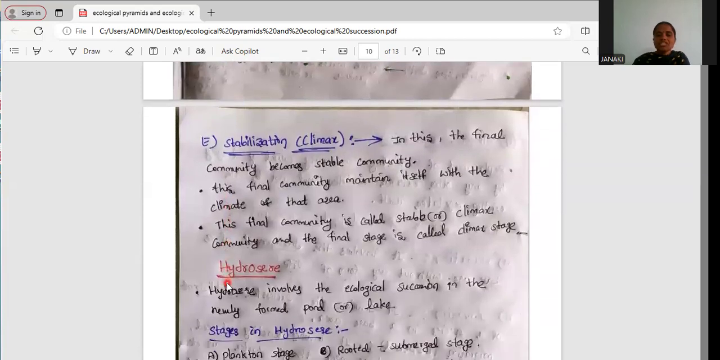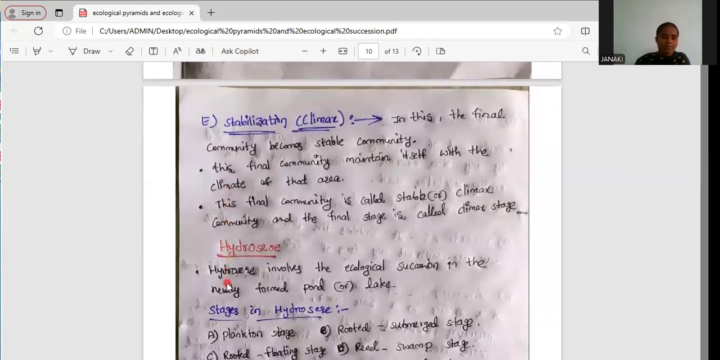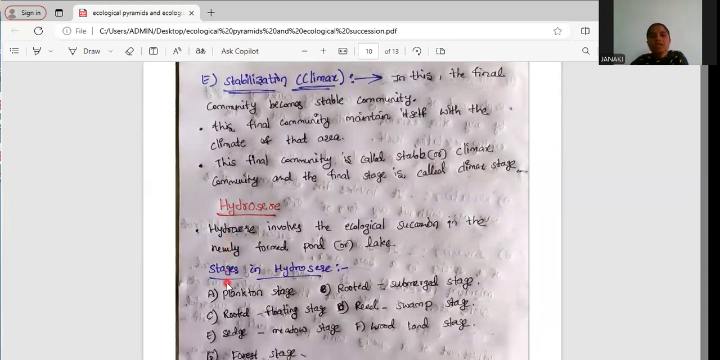Next, stabilization, which is the climax. In this, the final community becomes a stable community. This final community maintains itself with the climax of that area. It is called the stable or climax community, and the final stage is called the climax stage.